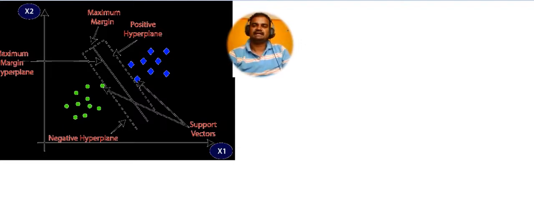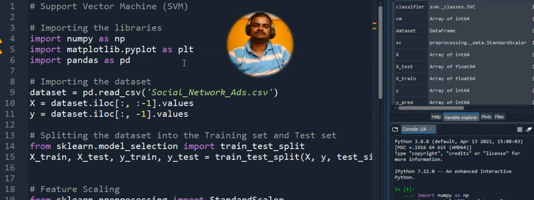Okay, so in this regard, let's go to the program part. Here we have the NumPy package, matplotlib package and pandas package. These three packages are very important in all machine learning algorithms. NumPy, which stands for numerical Python, is used to do numerical and mathematical calculations in Python. Next, we are using matplotlib, which is used to plot graphs.